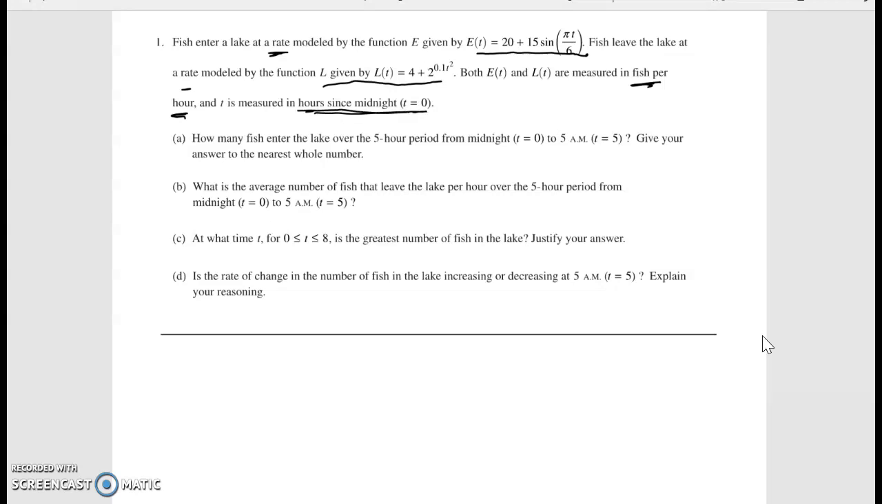So letter A, they want to know how many fish entered the lake over 5 hours. And they're nice enough to tell you that's from time 0 to time 5. Give your answer to the nearest whole number. Remember, if you don't round correctly, you're not going to get full credit. So letter A, it's a calculator question.